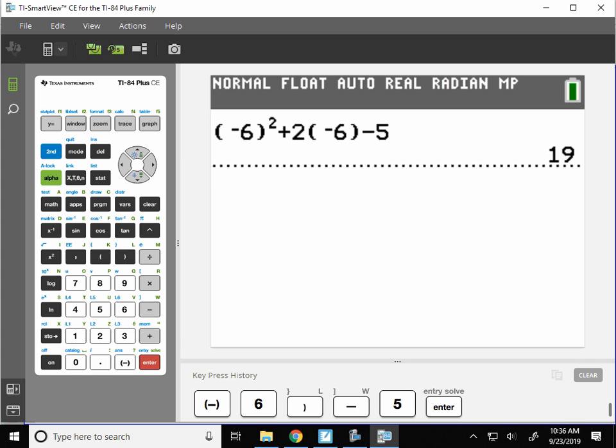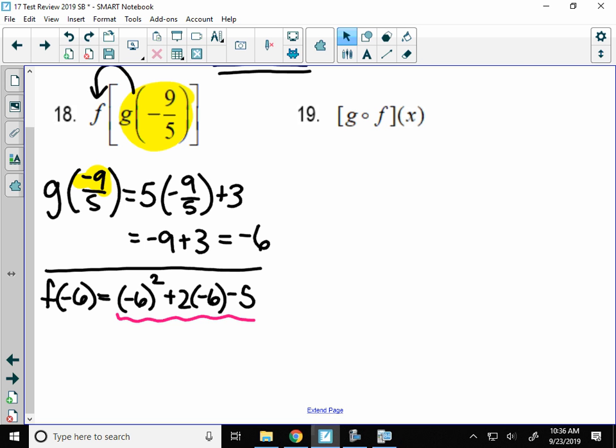If you put it in parentheses and you just type the whole expression into your calculator at once, you don't have to worry about having arithmetic errors. So our answer here is 19. That is f of g of negative 9/5.